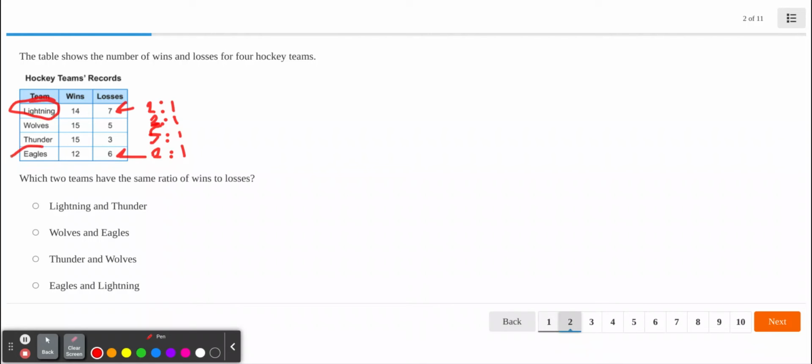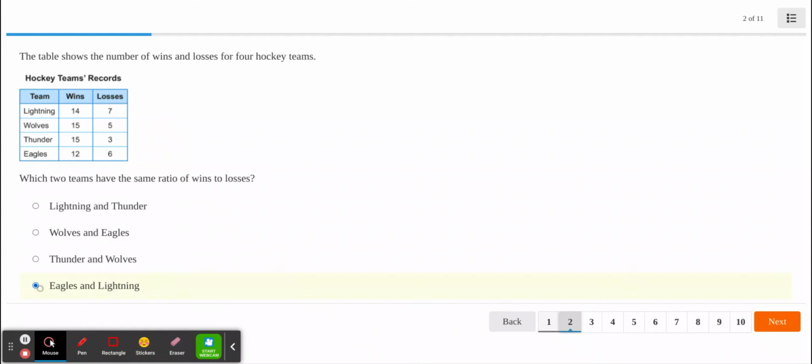So our teams that have the same ratio of wins to losses would be the Lightning and the Eagles, even though they have different numbers of wins and losses. The ratio for both is a 2 to 1 ratio. So what I'm looking for in this one would be the Eagles and the Lightning. So I would go in there and just pick this guy right here. Eagles and Lightning was the correct answer there. Again, you are looking on that one for the 2 teams that have the 2 to 1 ratio. The other ratios were 5 to 1 or 3 to 1 for the Wolves and 5 to 1 for the Thunder. So those would not be equivalent or equal ratios to the other 2.